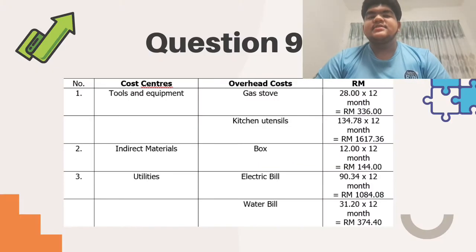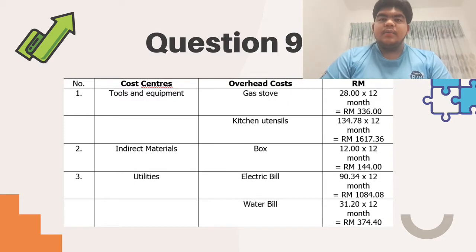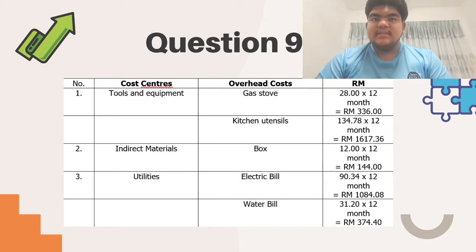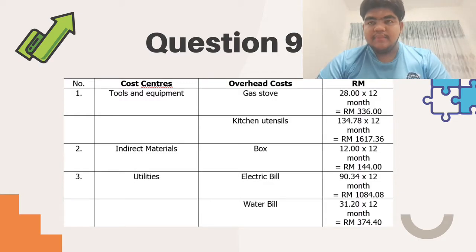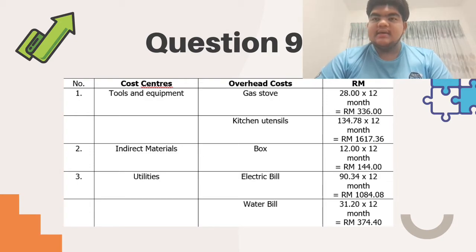So next is question 9. We're going to talk about our cost centers and our overhead costs. Firstly, we have the cost center of tools and equipment, and the overhead cost is gas stove with the price of RM28 per month multiplied by 12 months, which is RM336 per year.